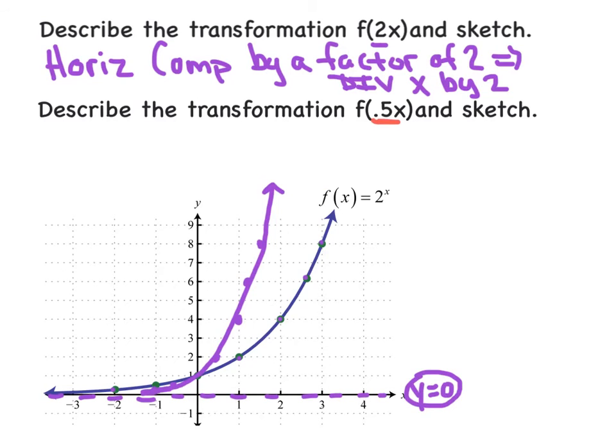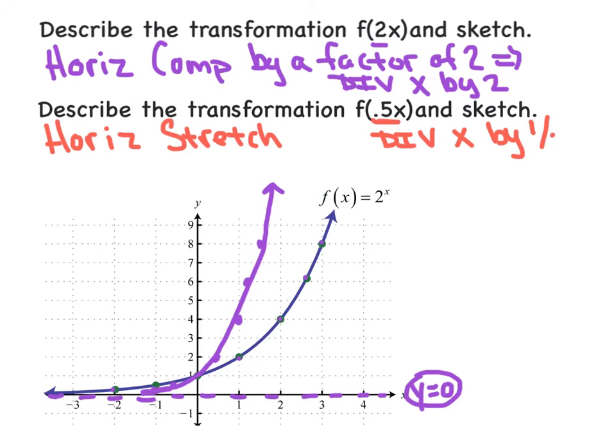Next one, we're going to do a horizontal stretch by a factor of 1/2. In other words, we're going to divide each of the x-coordinates by 1/2. Now, believe it or not, that's equivalent to multiplying each of the x-coordinates by 2. So you could either say I'm going to divide every x-coordinate by a half, or I can multiply every x-coordinate by 2. It's the same thing. You'll get the same result, and you can check that on your calculator.